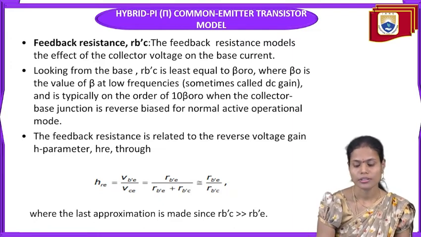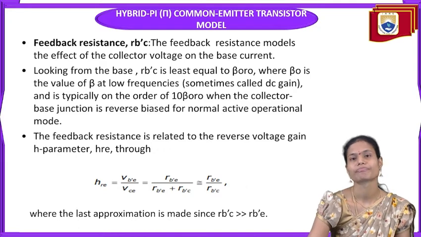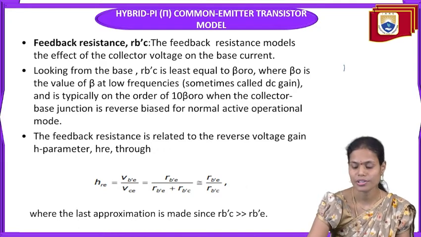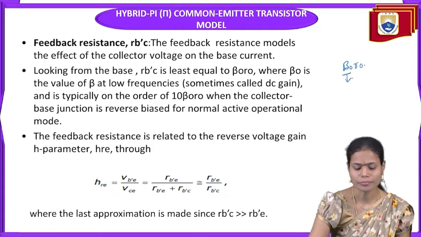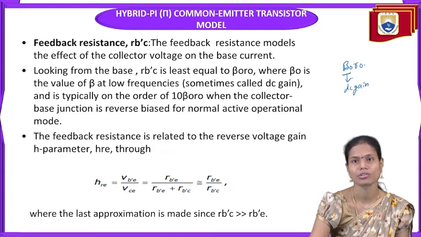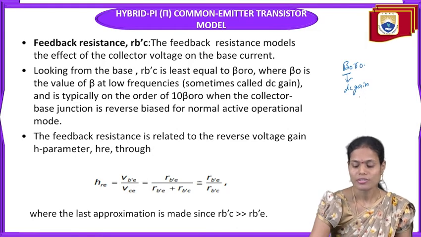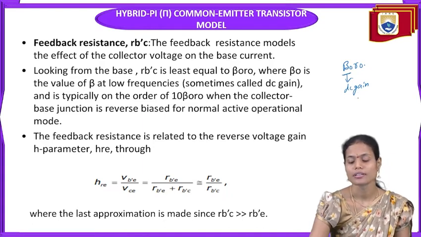So if we look at the circuit, RB'C is very large and that value is beta naught into R naught. And beta naught is nothing but the value of the beta at very low frequencies. This beta is nothing but the DC gain. So this DC gain at low frequencies, this value is very less. And why is this value very less? Because the output junction is reverse biased. When the output junction is reverse biased, the gain value is decreasing here. So that's why we are taking it as less.